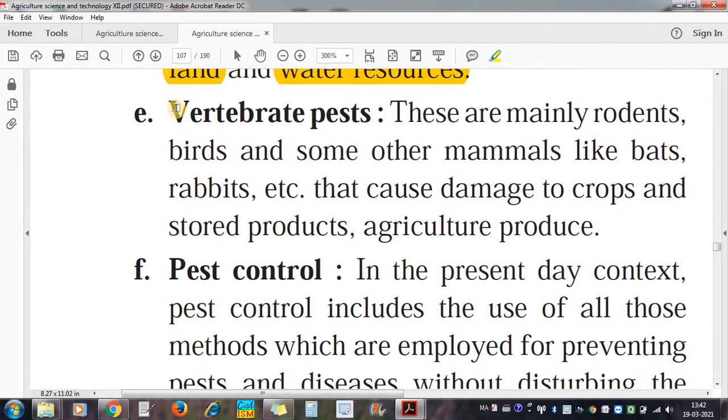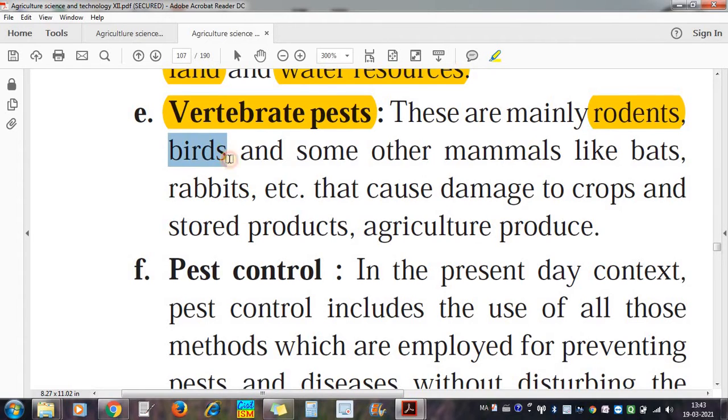Then other kinds of pests are there. These are called vertebrate pests. These pests are particularly rodents. Rodents cause almost 70 to 80% loss to the crops, particularly grain crops. These rodents carry the cobs into their burrows and store them there. They can be controlled in various ways, which we are going to study just now.